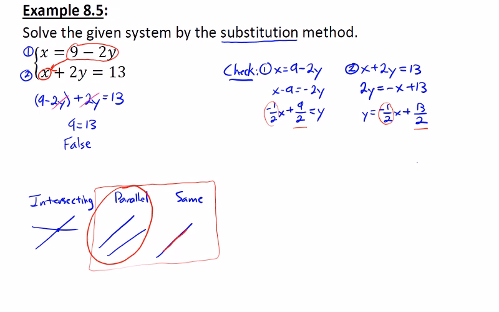So this is to be concluded that we have parallel lines, and we're asked to solve the system though, not state the geometry of the system. So we would need to say then, no solution. Or if you prefer to use the empty set notation, you can also say that as well.